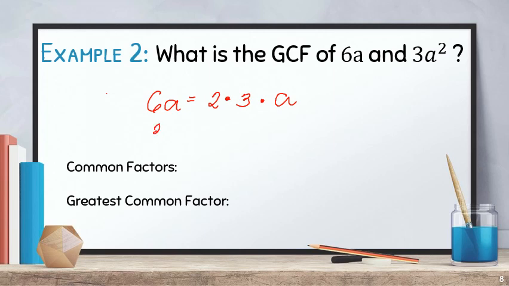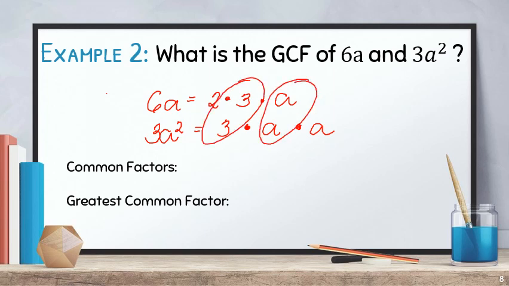Next, how about the prime factors of 3a squared? We have 3 multiplied by a multiplied by a. Let us check again. 3 times a is 3a, times a, 3a squared. After listing all their prime factors, we need to find their common factors. As you can notice, they both have 3 and a. So their common factors are 3 and a.